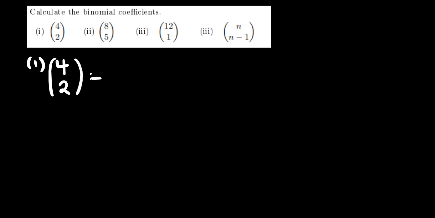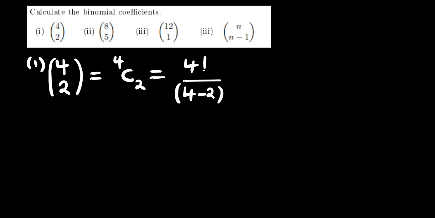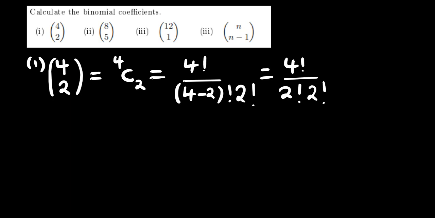So how do we solve this one? We say 4 combination 2. This is just the same as 4 factorial over 4 minus 2 factorial. Then I have a 2 factorial. Then I just have to express this one. I have 4 factorial on top over 4 minus 2, that is just a 2. Then there's a factorial, then there's a 2 factorial.